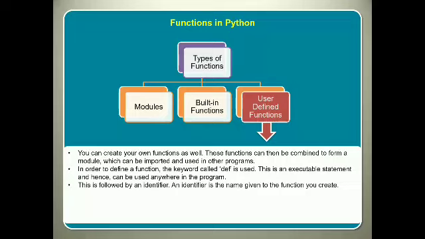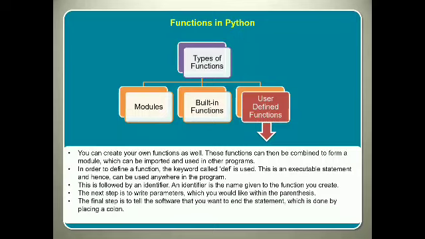This is followed by an identifier. An identifier is the name you give to the function you create. The next step is to write parameters which you would like within the parenthesis. The final step is to tell the software that you want to end the statement, which is done by placing a colon. This is followed by the block part of a function.